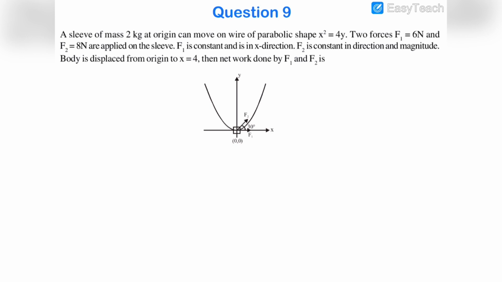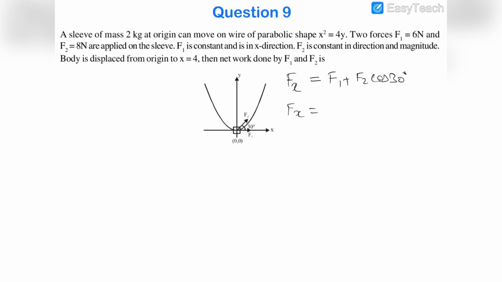Now we know that the work done by these forces can obviously be calculated by directly multiplying the forces with the displacement, but we have to remember one thing, that the forces are in the x as well as y direction. So if we write down the net force in x direction, this is Fx. The net force in x direction would be F1 plus F2 cos 30.